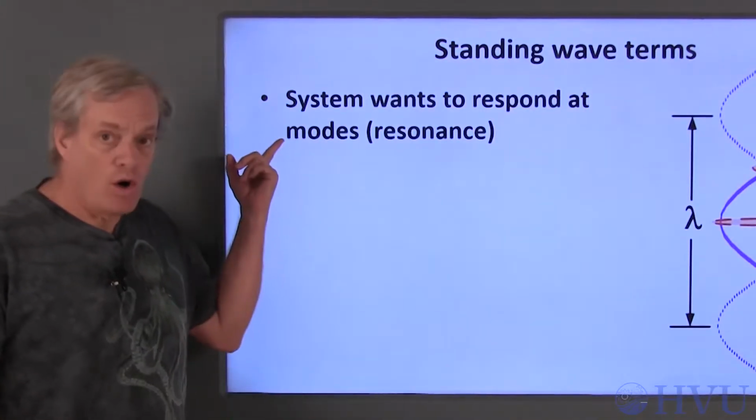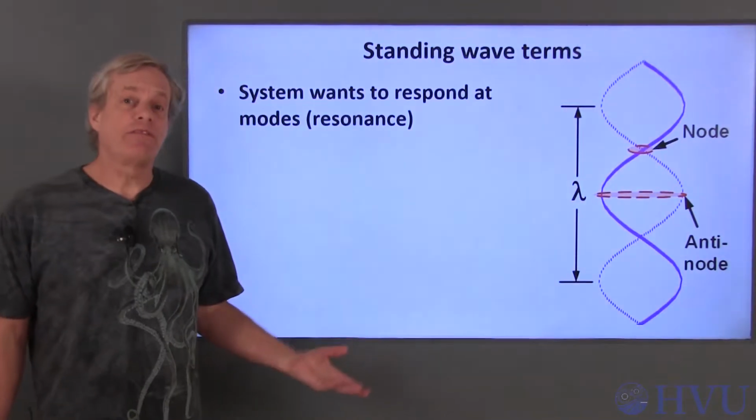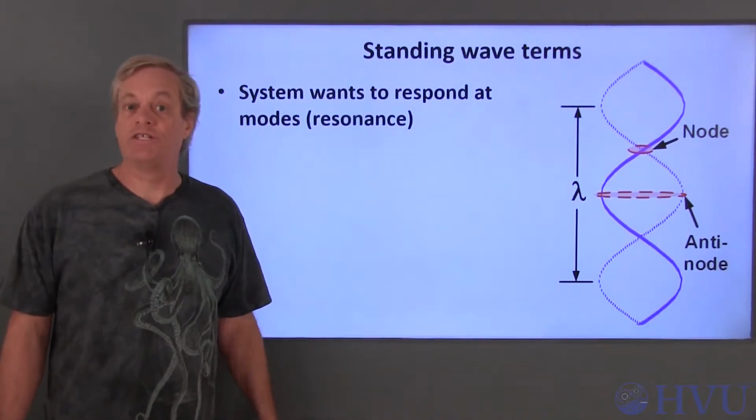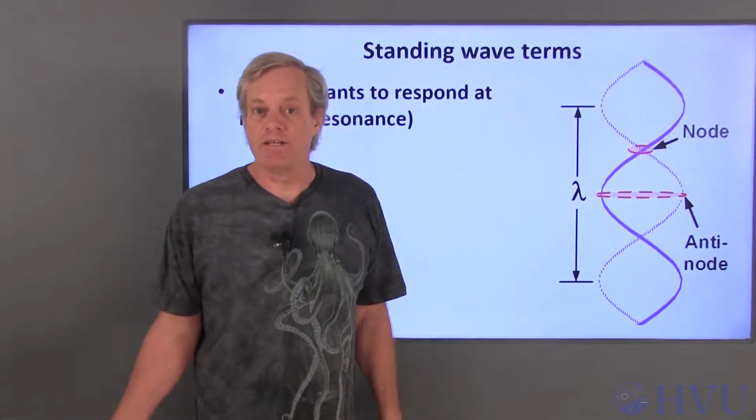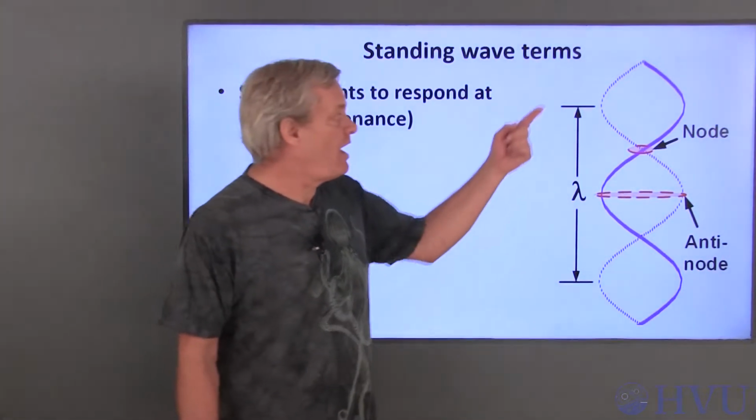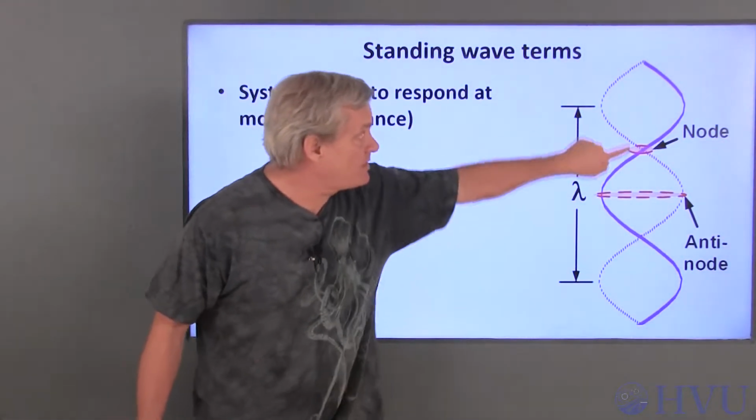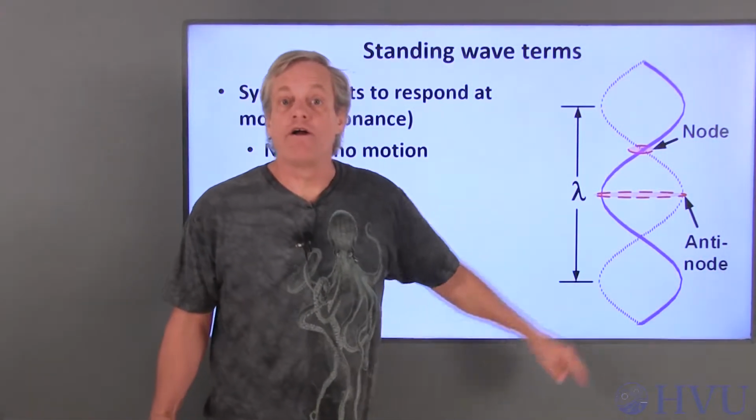A system mode is a response that the system really wants to provide. You can think of this as a resonance condition, where you can provide relatively little input energy to get a big response. This is an example mode shape of a vibrating string. What's being shown here is an envelope of the string deflections. The displacement of the string is fixed at both ends. These points here and here are not moving.